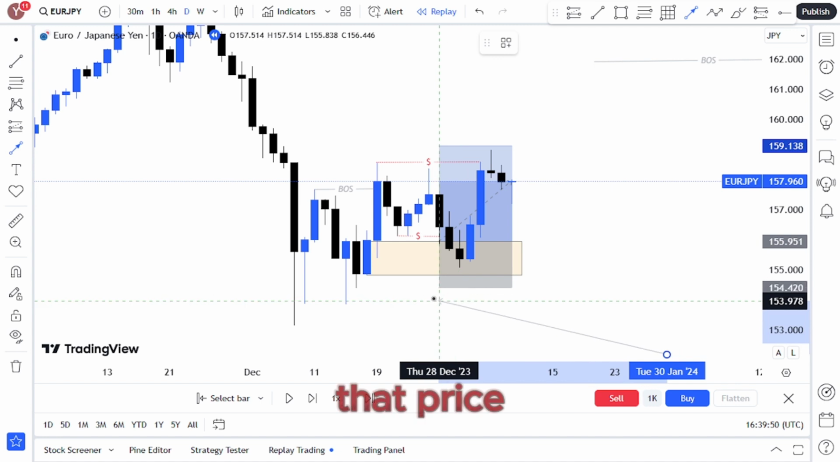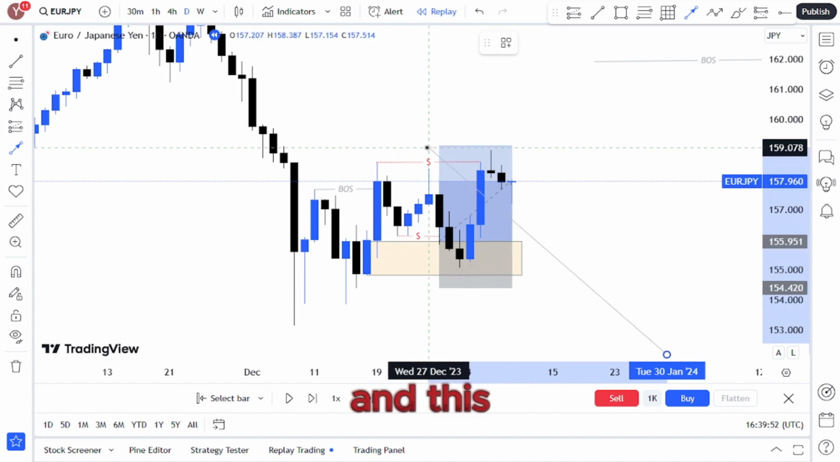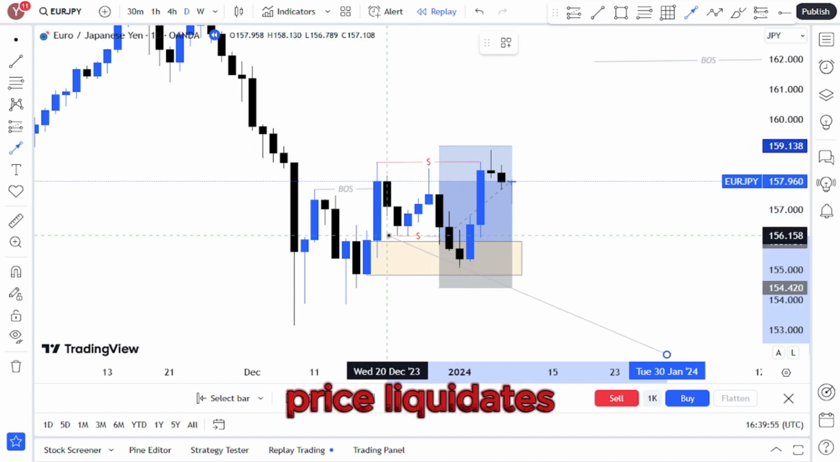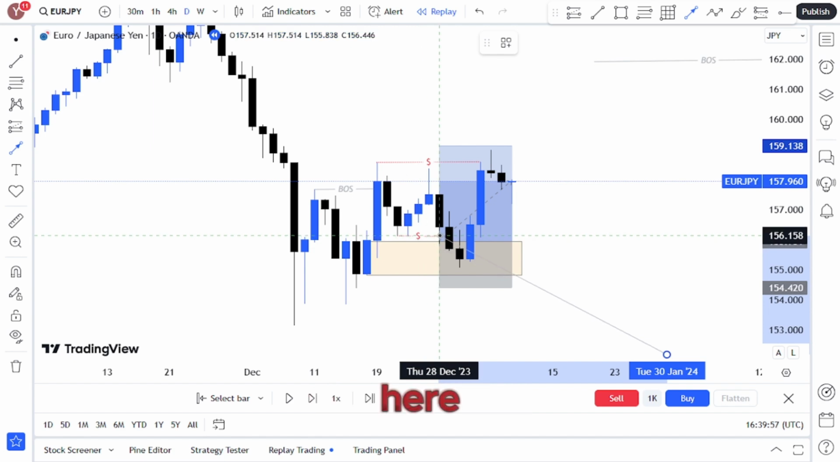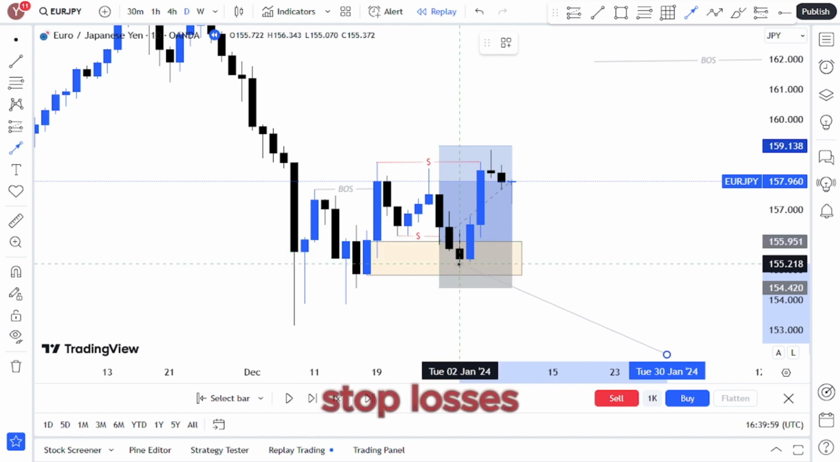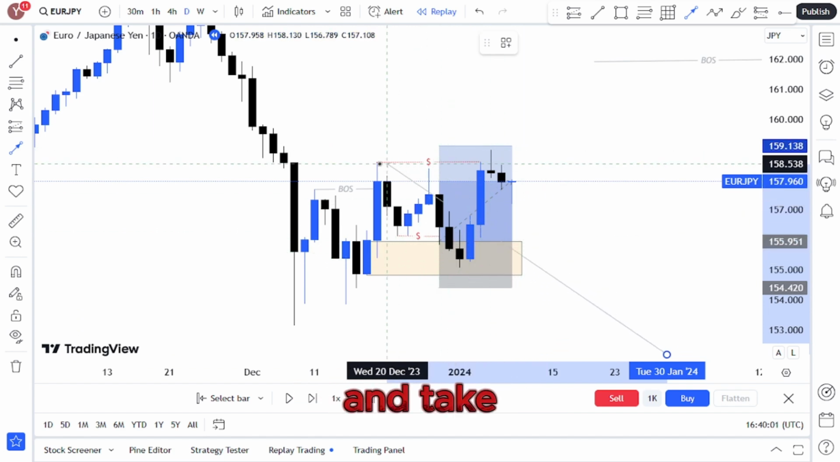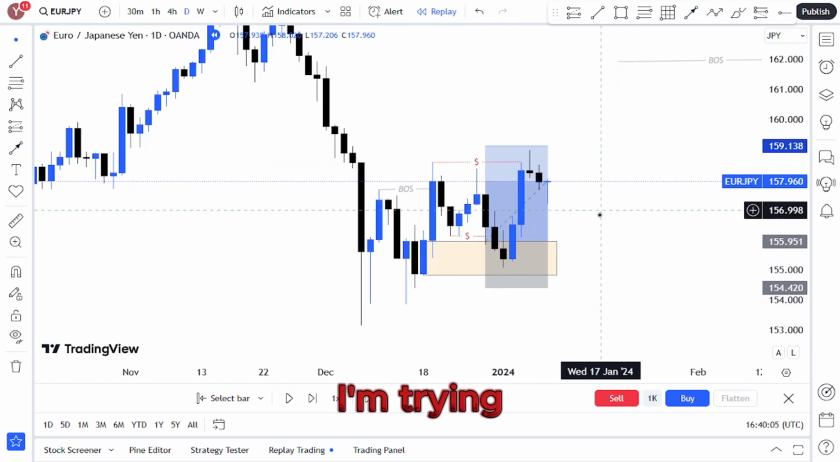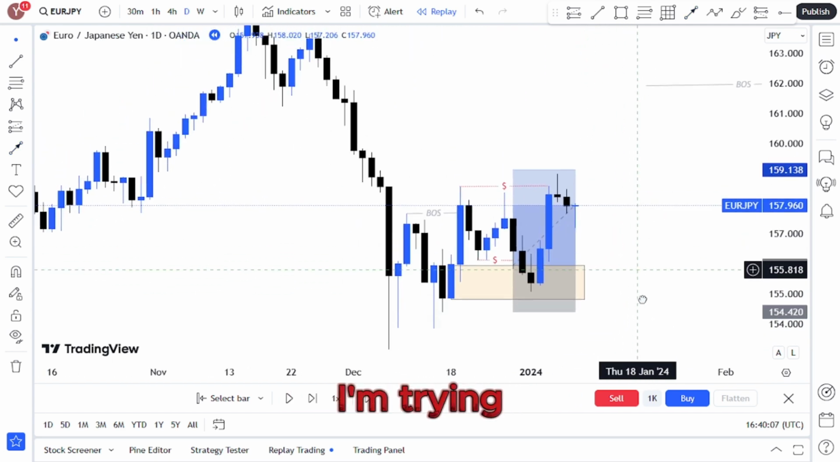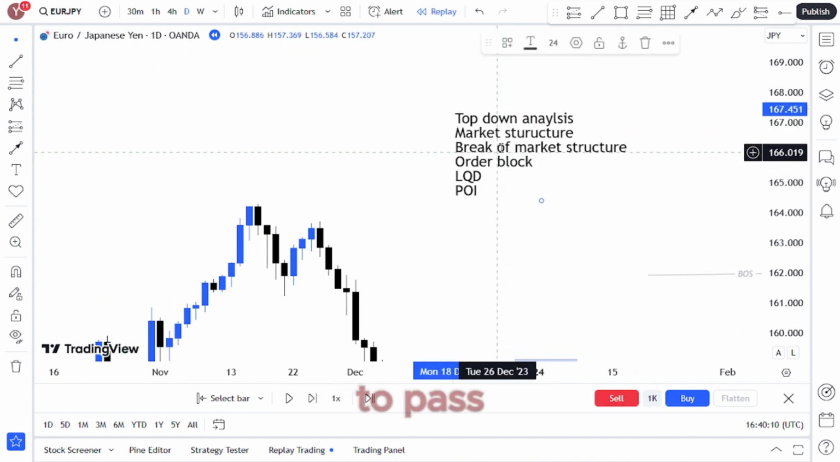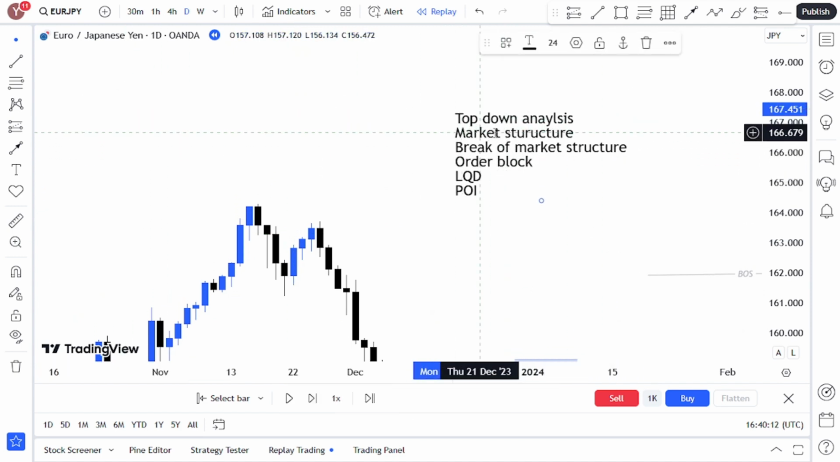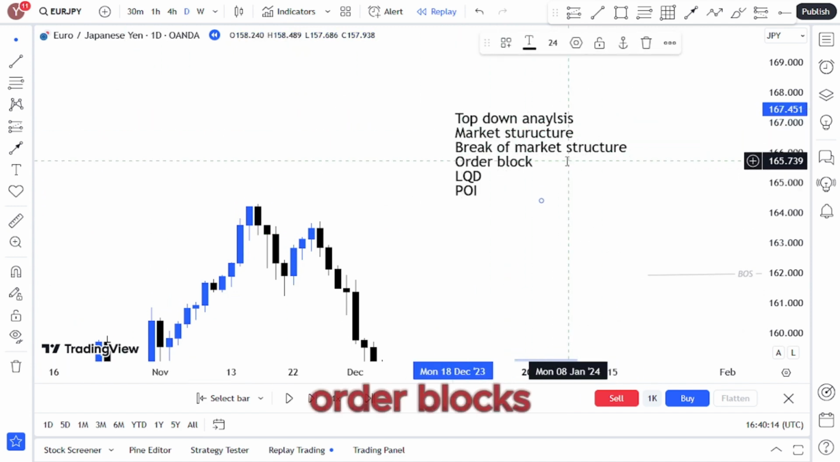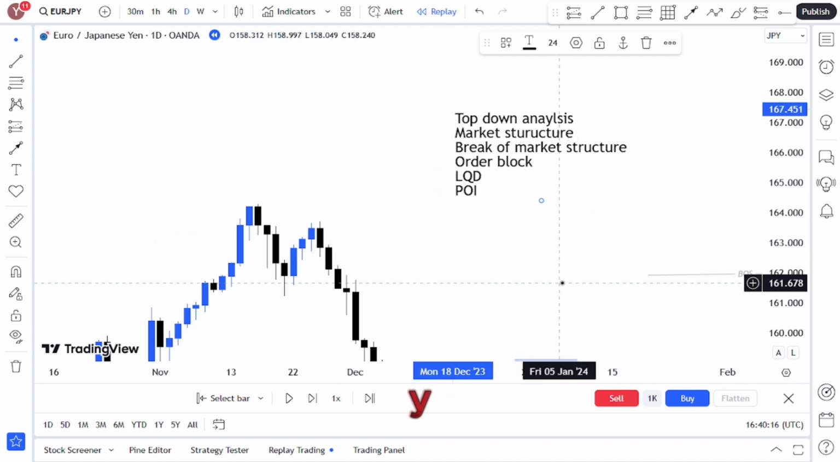So remember what I said, that price is going to take out this liquidity and this liquidity. So price liquidates these orders that were sitting down here, take out all their stop losses, move to the upside and take out all the people that were selling right here. So I don't know if you understand the message that I'm trying to pass right now. I'm trying to pass top-down analysis, break of market structure, order blocks, liquidity, and POI.